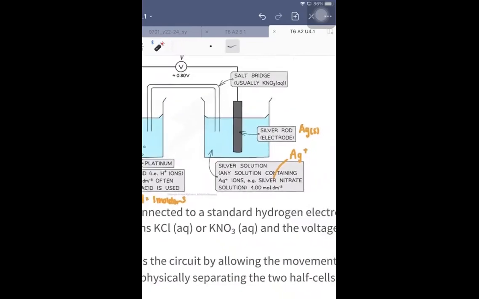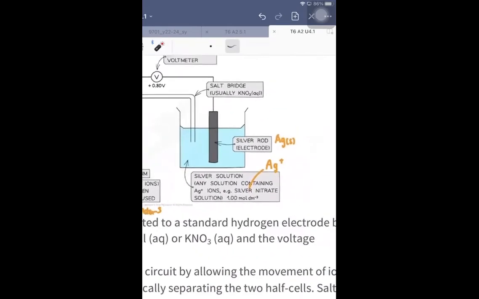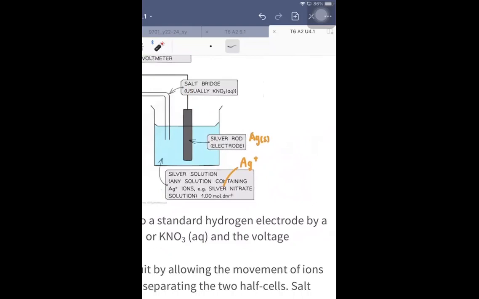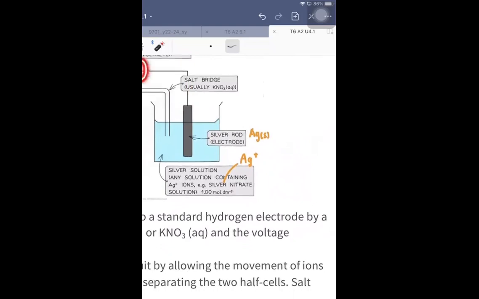Okay, so the silver half cell is connected to a standard hydrogen electrode by a salt bridge. So this is my salt bridge, which is sometimes made up of KCl and KNO3. Once the circuit is complete, if you see this is a complete closed connected circuit, then it will read the potential difference value for the silver ion and silver half cell system, and it turns out to be positive 0.80 volts.